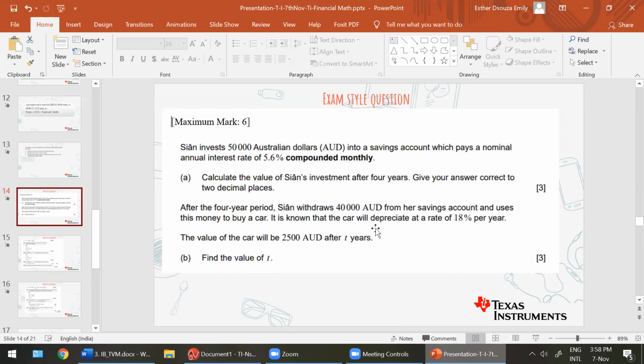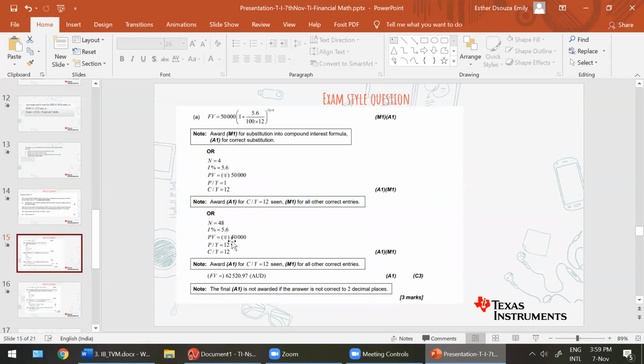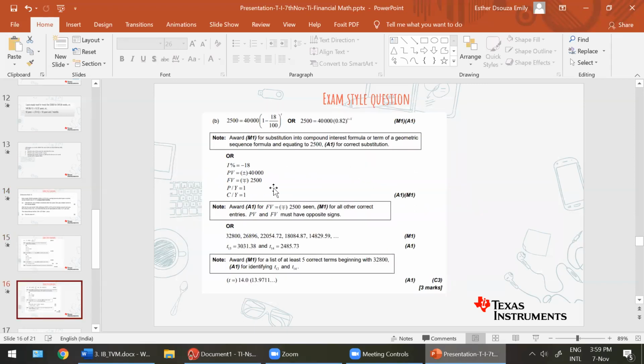FV is going to be 2,500, right? The value of the car will be 2,500 after the given time. So PV is going to be negative 40,000 because you're withdrawing. Okay. So once you have this in, you should be getting t as 13.97. So that rounds off to 14. All right.